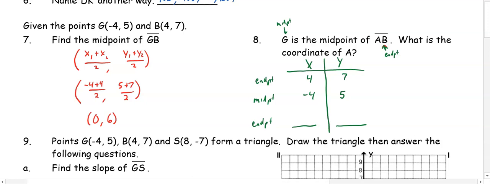So we're using our jumps to see how the x and y have changed. So to get from 4 to -4, we subtracted 8. When we subtract 8 again, we get -12. For y, we go from 7 to 5, so we subtract 2. When we subtract 2 again, we get 3. So A has the coordinates -12, 3.